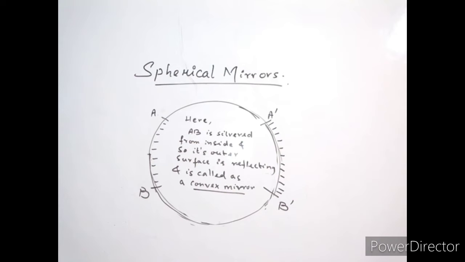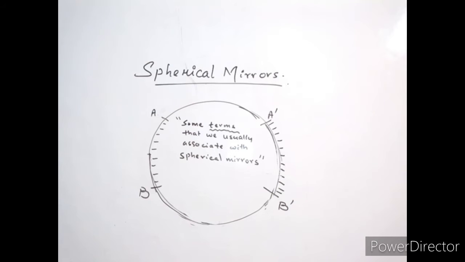So we can go back to the figure again, and here AB is silvered from the inside, so its outer surface is the reflecting one, and it is called a convex mirror, a spherical mirror which is a convex mirror. Whereas A prime B prime is silvered on the outside, so that its inner surface is a reflecting one, and such a type of spherical mirror is a concave mirror. Okay, concave, you can consider the cave-like structure with the hollow part being the reflecting one. So that is how we can consider these spherical mirrors.